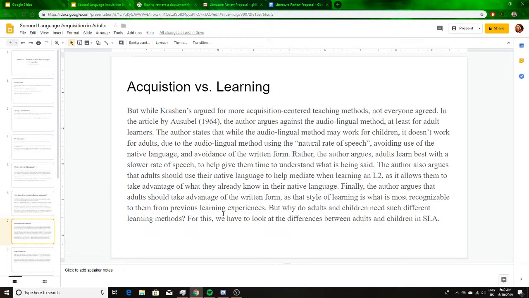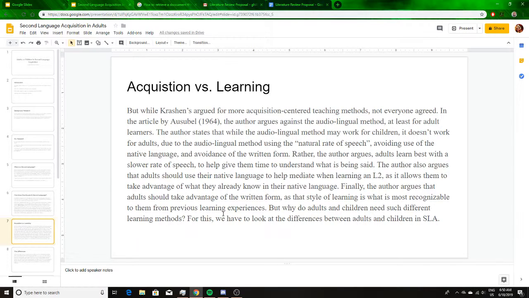The author argues that we should allow adult learners to use their native language to help mediate learning in L2, so they can take advantage of what they already know in their native language. The author also argues that we should take advantage of the written form, as that style of learning is what many adult learners are used to, especially learners from other countries such as China, where they often spend a lot of time being drilled and just reading books and reading notes and listening.